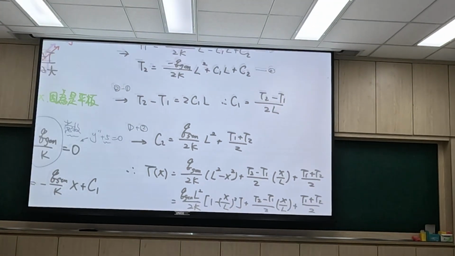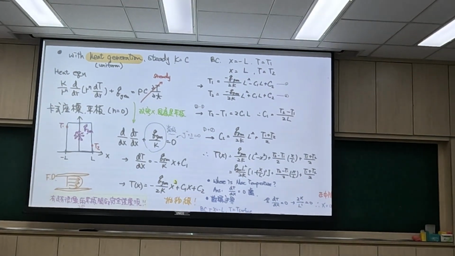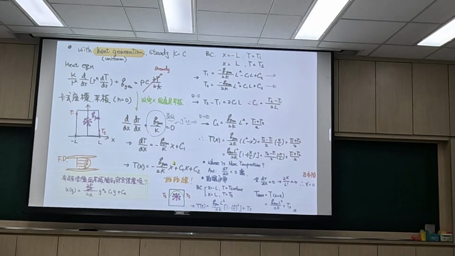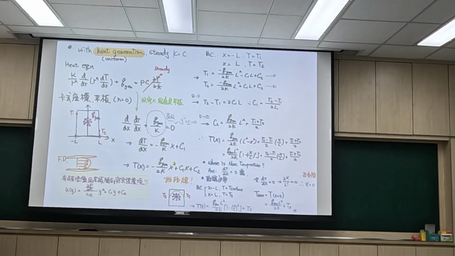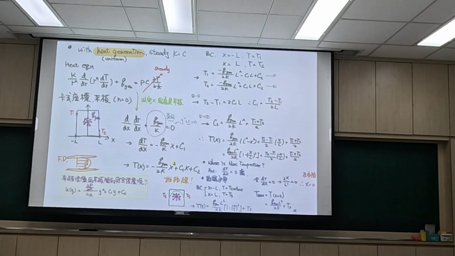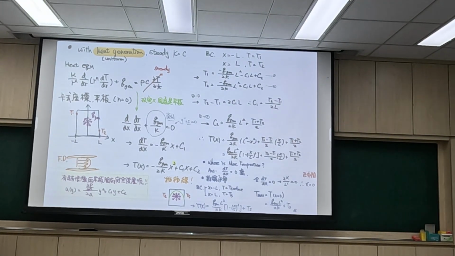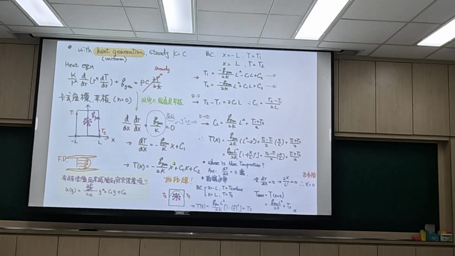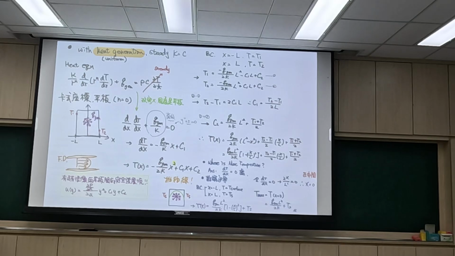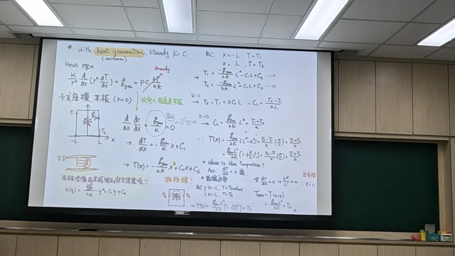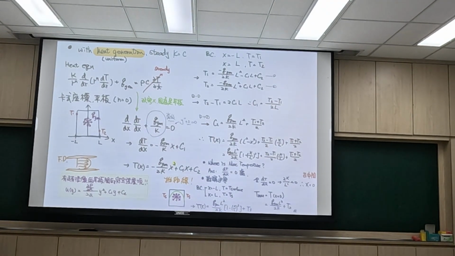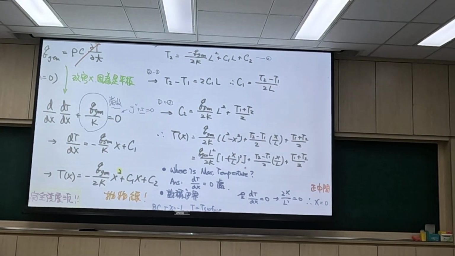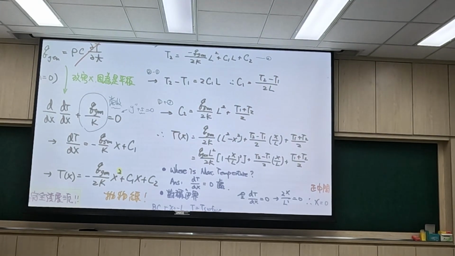Some of the students still want to take notes, so let me pause a little bit. I guess you can also use a screenshot to take the notes back home. Then we put back C1 and C2, and we have the full temperature distribution in this kind of heat generation style.